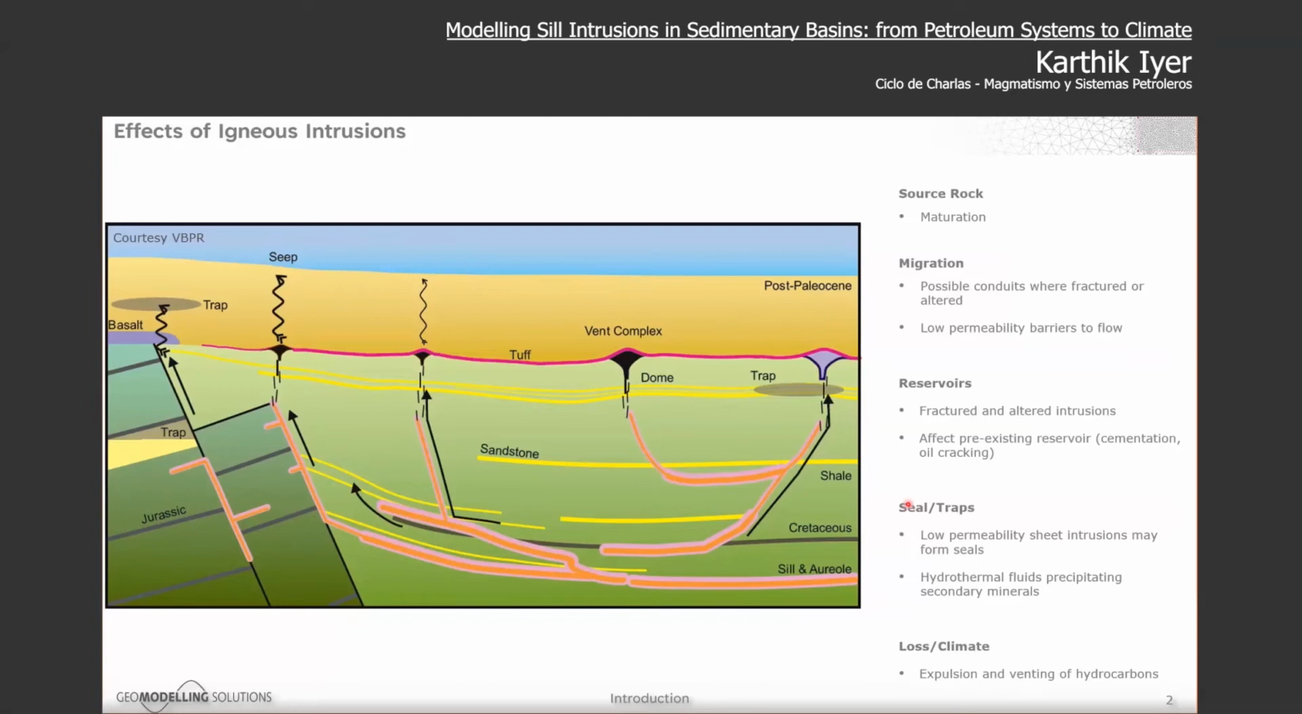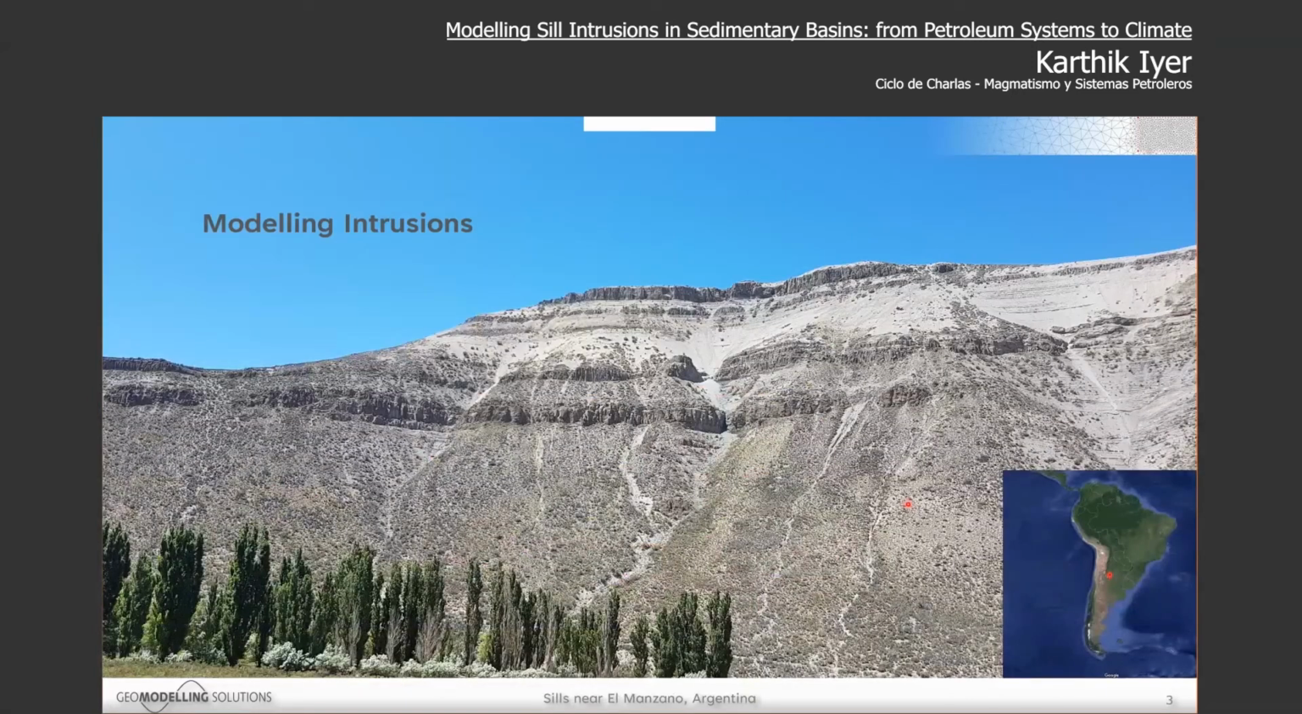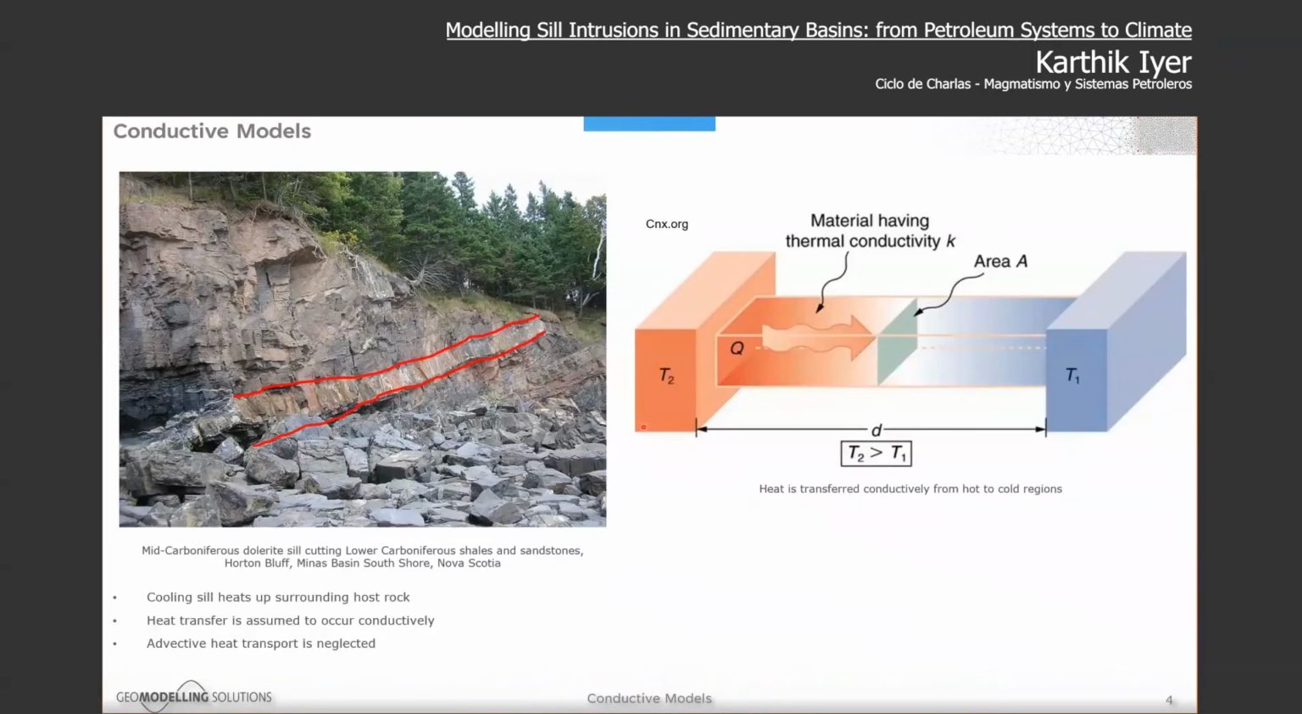But in order to understand the effects of these intrusions, we try to model them, because we can to some extent go and look at it in the field, but we cannot really quantify it as such. So for that, we need models. So how do we model such a nice picture? This is from our trip to Lasi in Argentina, where we have sills going through oil-prone or hydrocarbon-prone source rocks, and we try to model them.